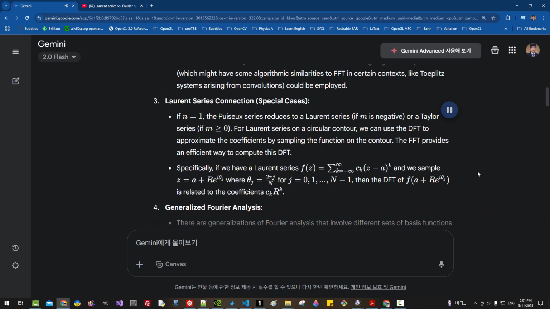Three, Laurent series connection, special cases. If n equals 1, the Puiseux series reduces to a Laurent series if m is negative, or a Taylor series if m is greater than or equal to 0. For Laurent series on a circular contour, we can use the DFT to approximate the coefficients by sampling the function on the contour. The FFT provides an efficient way to compute this DFT.